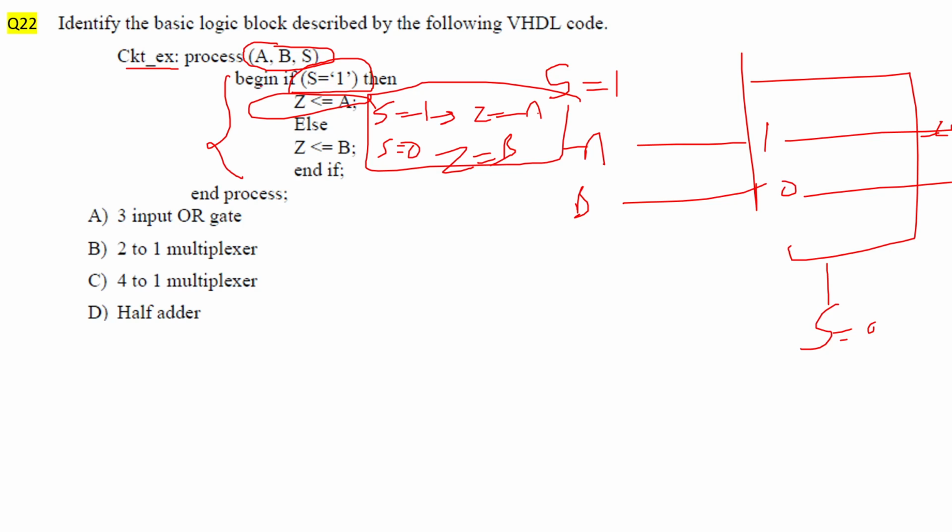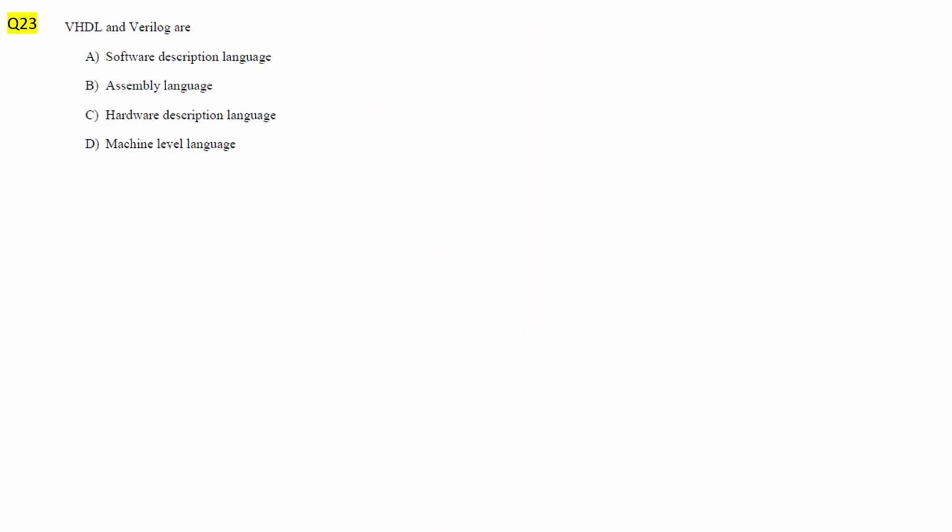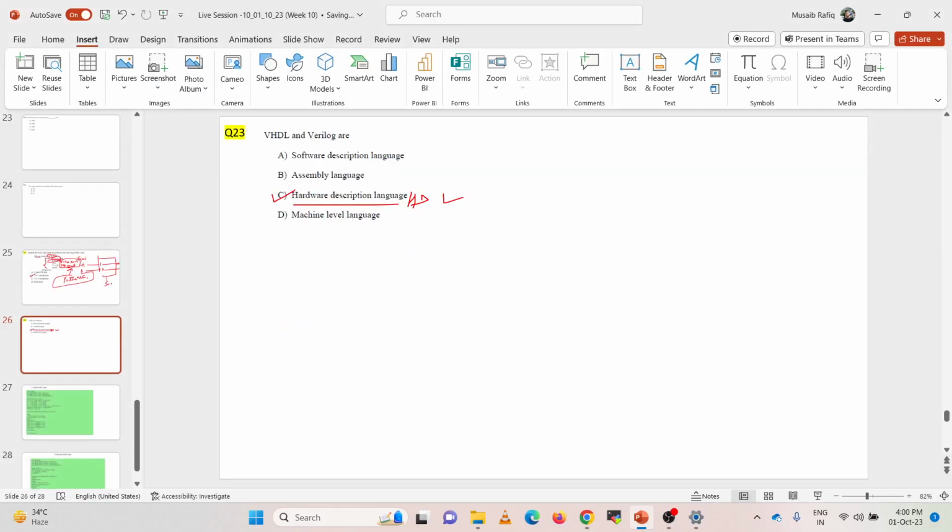Where it is written as y is equal to s bar I0 plus s I1. So this is simply this, and this is a 2 is to 1 multiplexer. That's a simple thing. Then VHDL and Verilog are software description language, assembly language, hardware description language, and machine learning language. The name itself tells us it is a hardware description language. Option C.